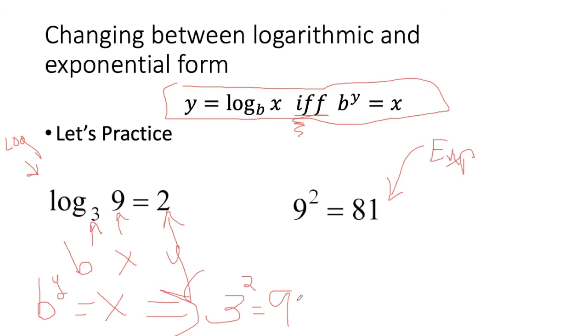All right, now let's take this exponential function and turn it into logarithmic. Again, it's easiest if we label our pieces before we get started. So we've got our b, we've got our y, and now this is our x. So we can rewrite this as the log, base 9, subscript 9, of 81, equals 2.